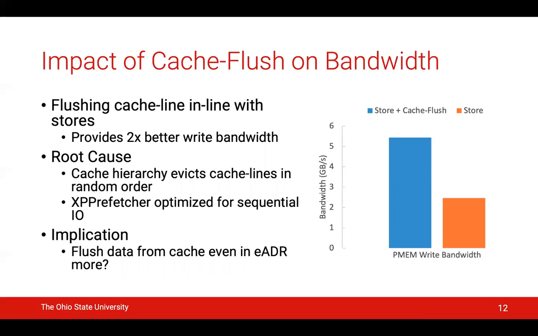Using our benchmark, we found that there are 2 root causes. First, without explicit flushes, the cache hierarchy evicts cache lines in random order. Second, the prefetcher within PMEM is more suited for sequential I/O. These 2 causes combined result in the observed performance degradation. So the implication here is interesting. Our observation suggests that flushing data from the cache may be beneficial even in EADR mode. We will come back to this point in the case study that I will talk about next.